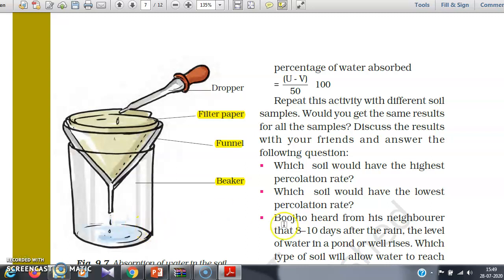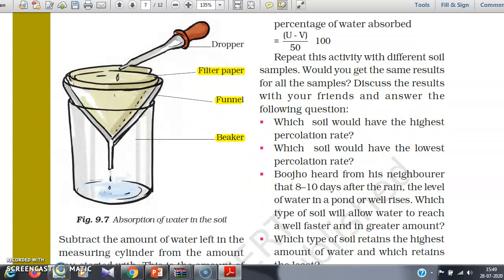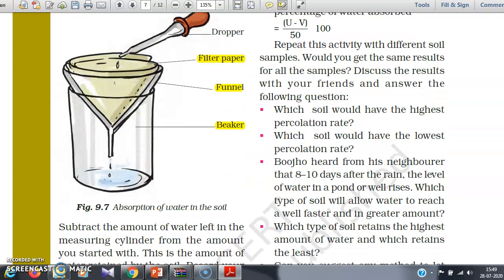So, one thing is very clear: where we can see more water in the beaker, that means the water retention capacity of that soil is less. I hope your understanding is clear. If the water retention capacity is more, the soil will absorb more water, and we will observe the least amount of water fallen down into the beaker.